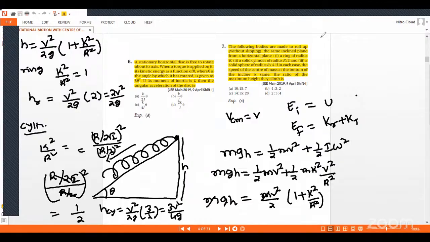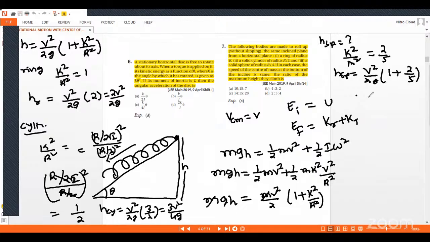Similarly for the solid sphere, h sphere. For the sphere, k square by r square equals 2 by 5. So the height of the sphere is v square by 2g into 1 plus 2 by 5, so 7v square by 10g.